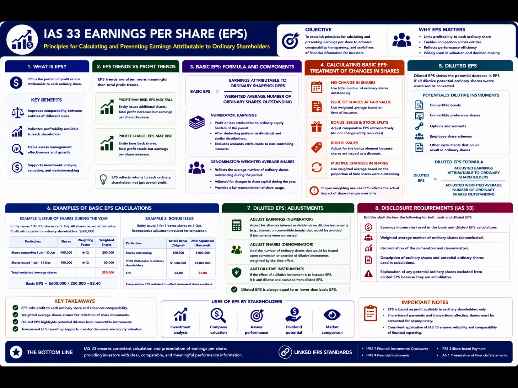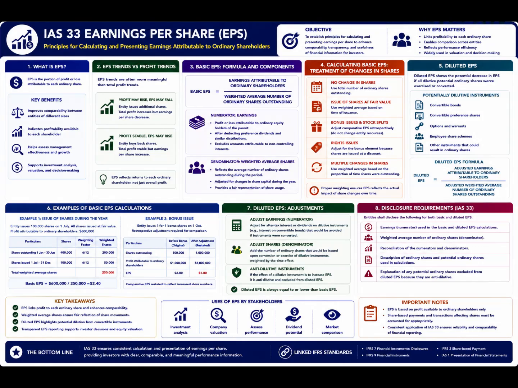Overall, IAS 33 provides a comprehensive framework for calculating and presenting basic and diluted earnings per share within financial statements. By standardizing EPS calculations and requiring adjustments for changes in share capital and potential ordinary shares, the standard enhances comparability and transparency in financial reporting.